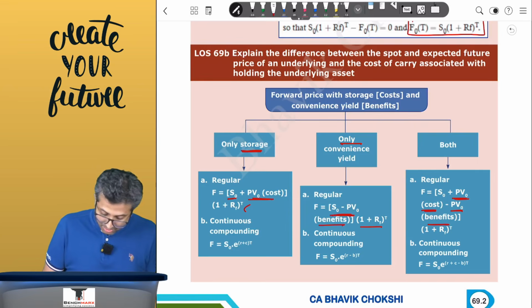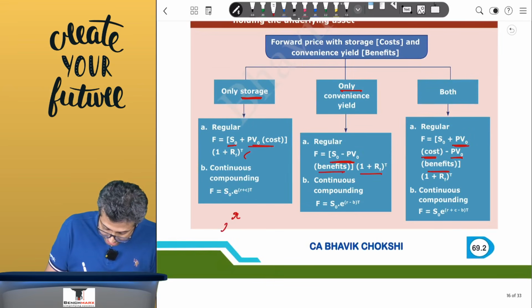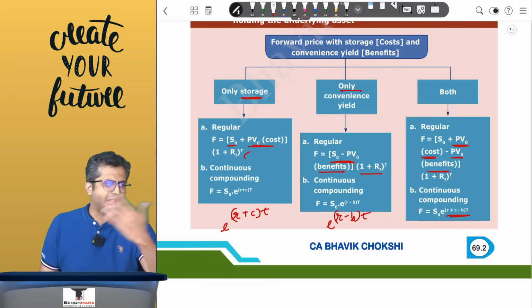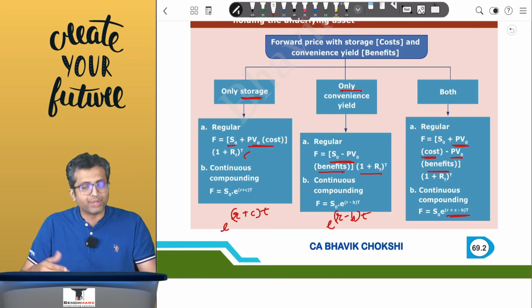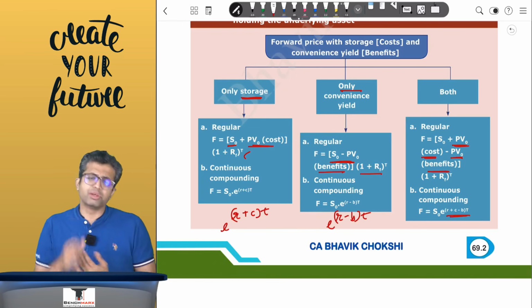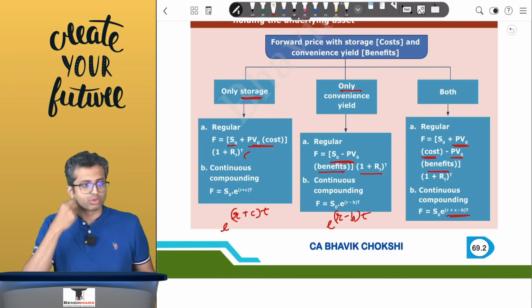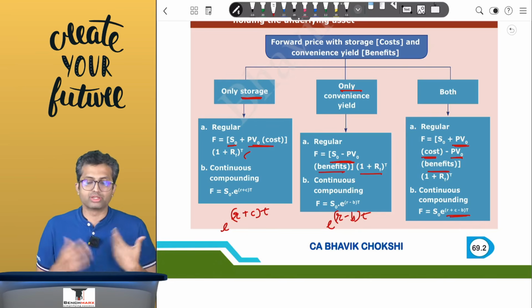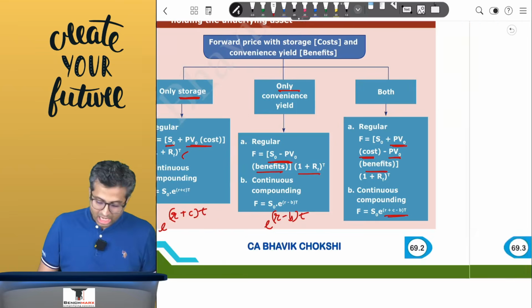If it is continuous compounding, then over here e raised to R that you do, instead of R, you will have R plus C into T, and here e raised to R minus B into T that you will do. And if it is both, R plus C minus B. Basically, long story short, you will add the cost because the spot holder will pay, the forward holder will not. So that will increase the forward price. Reduce the benefit because the spot holder will get those cash inflows, the forward holder will not, and hence they will be paying relatively less. And hence this will be your adjusted prices if you were to consider the storage as well as convenience yield.